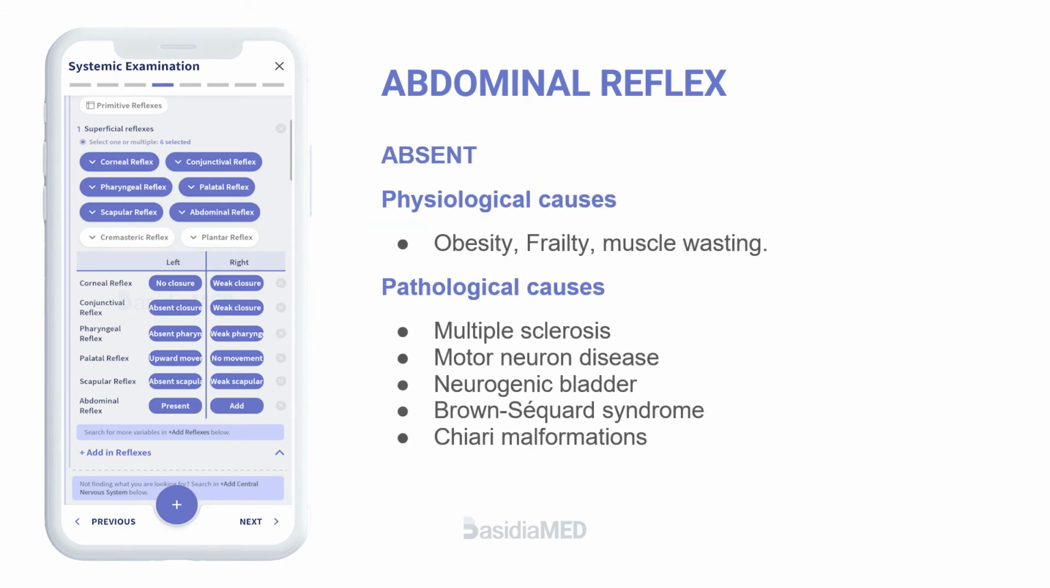Absent abdominal reflex can be due to 2 causes, physiological and pathological. Physiological causes include obesity, frailty, or muscle laxity after multiple pregnancies or abdominal surgery. Pathological causes include multiple sclerosis, motor neuron disease, neurogenic bladder, Brown-Séquard syndrome, and Chiari malformations.